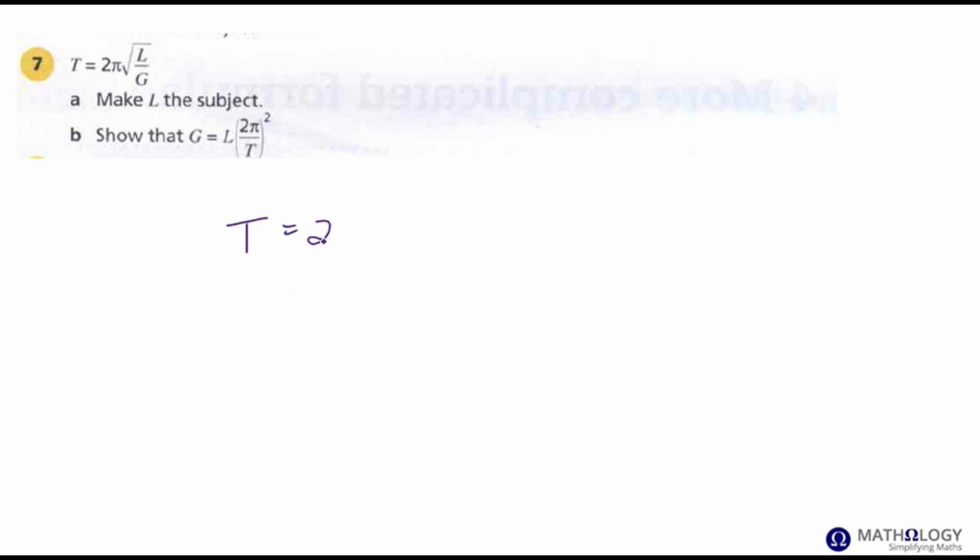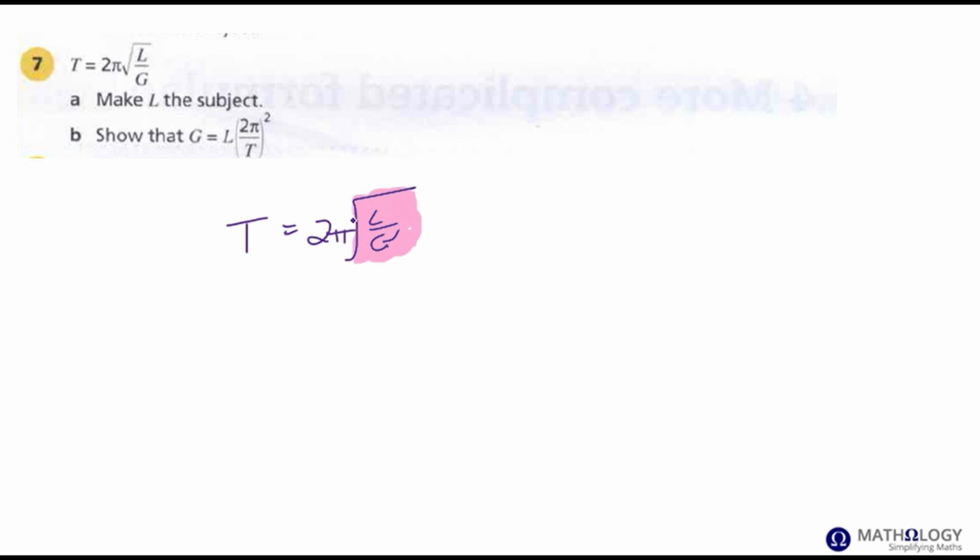Given T equals 2 pi times the square root of L divided by g, we're required to make L the subject. Now let's first identify where L is. L is part of a fraction, but it's also underneath a square root bracket. Anything that is not part of that square root bracket or that fraction doesn't involve L. We are simply going to remove it from that square root bracket.